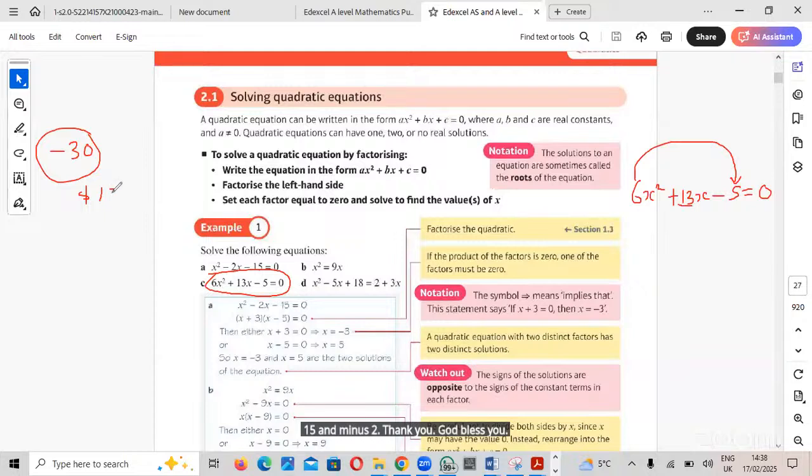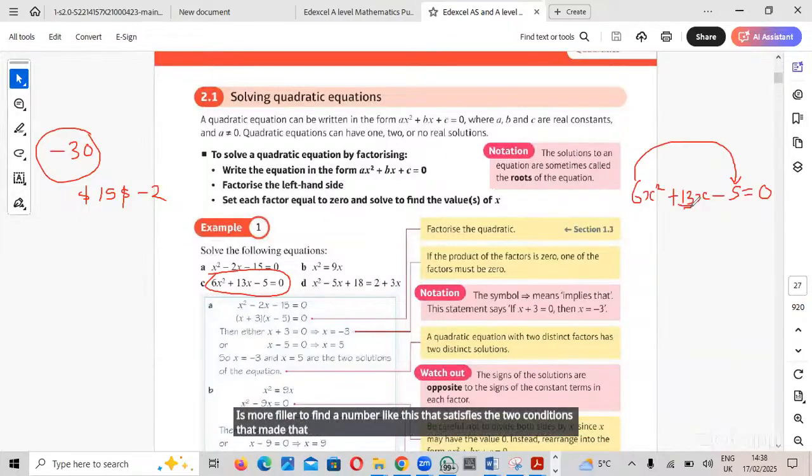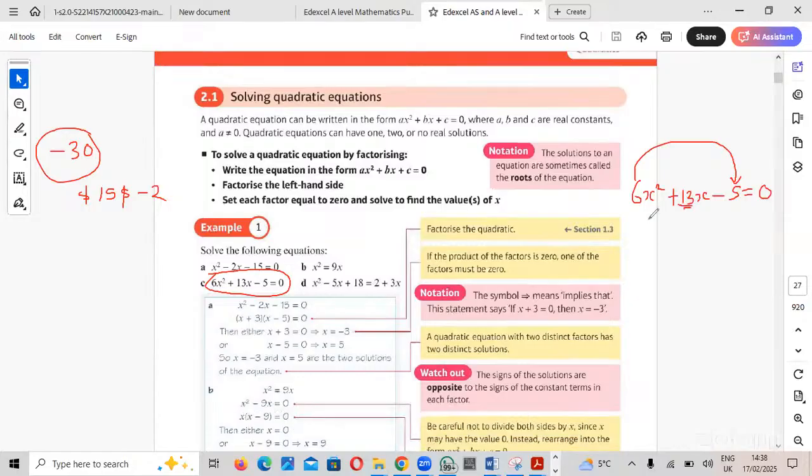15 and minus 2. Let's look at it: 15 times minus 2 will give you minus 30, and 15 plus minus 2 gives you 13. But failure to find numbers like this that satisfy the two conditions means that the factorization method cannot work.